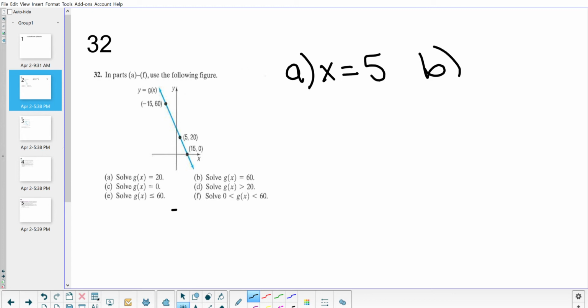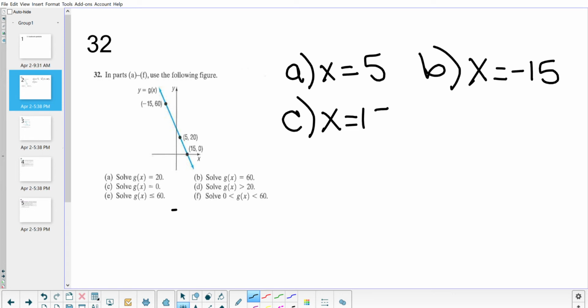Okay, B, when is g of x equal to 60? It's the y value. Well, that's when x is equal to negative 15. Part C, when is g of x equal to 0? When is the y value 0? When are you not up or down at all? That's when x is positive 15. That's the intercept.